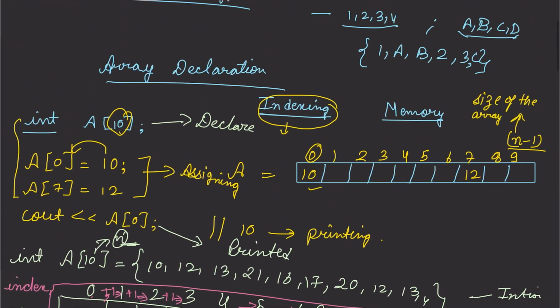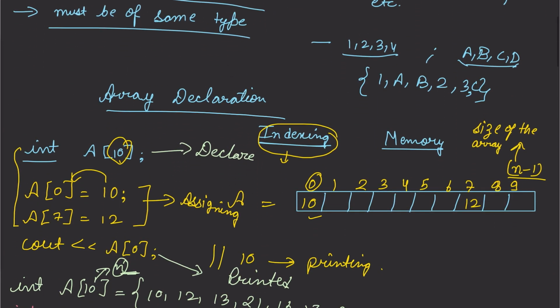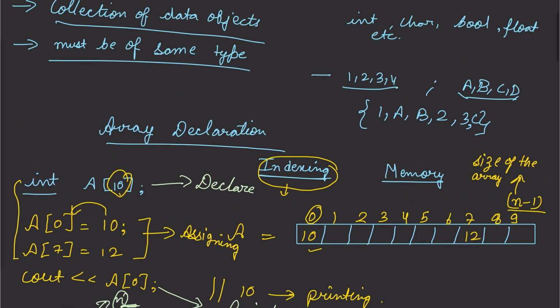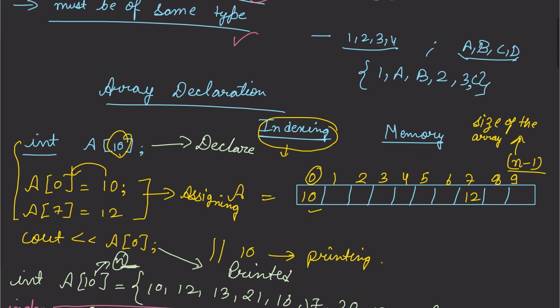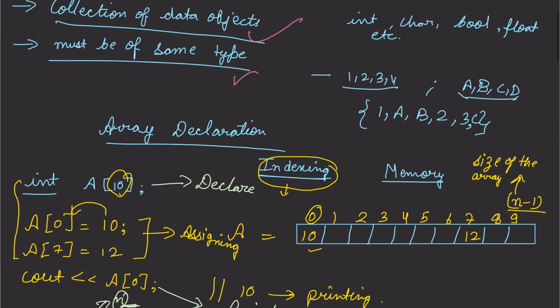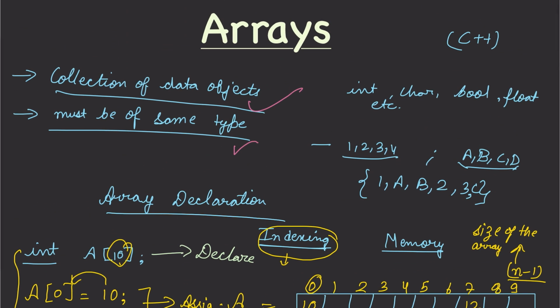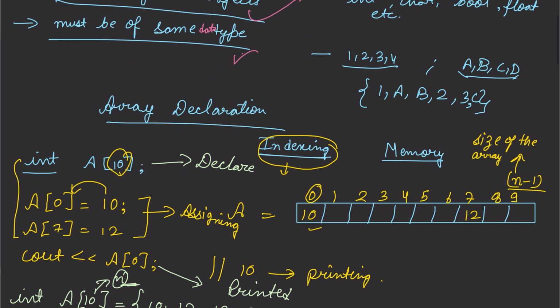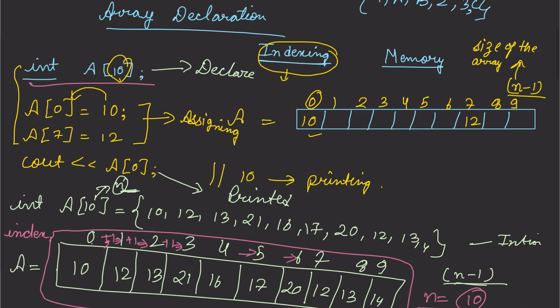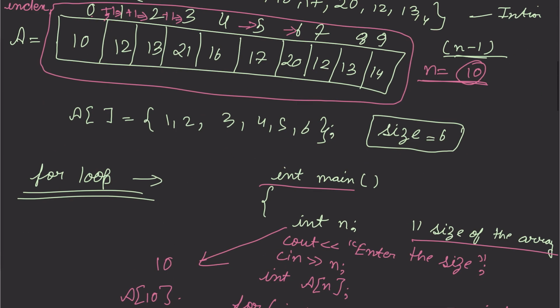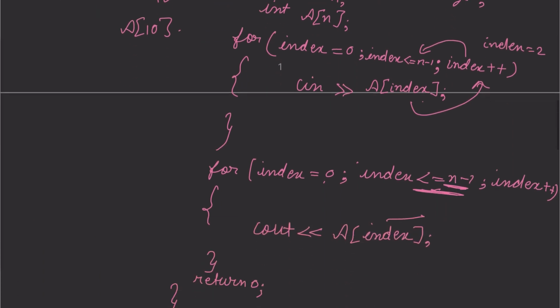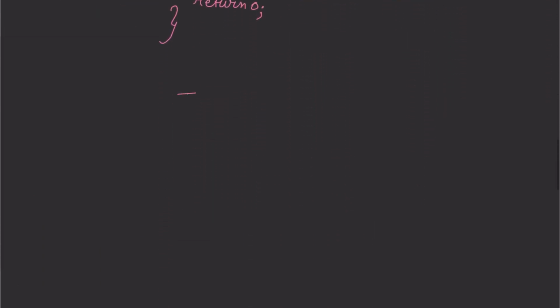These are the basics of the arrays. Maybe you have got the idea of what an array is. It's a collection of data of the same type. So it is a collection of data objects, and the data objects must be of the same data type. Now we have discussed here array declaration, array initialization, the print statement, and accessing the arrays using for loop, and that's all for this video.